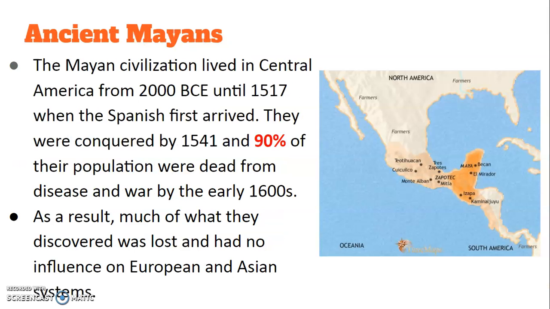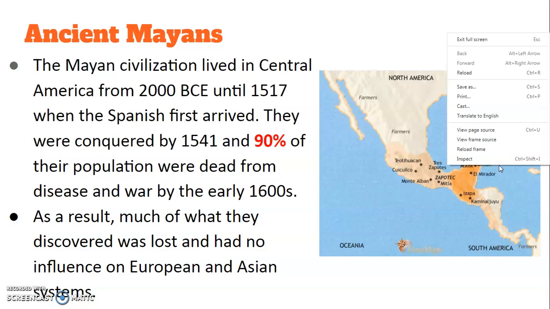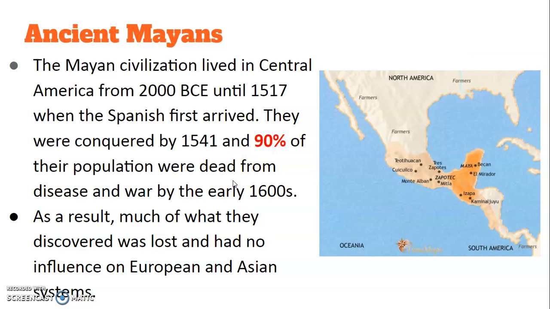That's crazy. Okay, the ancient Mayans lived in Central America from 2000 BCE until 1517 CE. So they lasted 3,517 years until the Spanish conquistadors first arrived. And unfortunately, because the Spanish conquistadors brought smallpox and influenza and all those diseases, and then conquered them and killed a bunch of people, by 1541, 90% of their population was dead from disease and war, and the remaining 10% were conquered by the conquistadors. And they were pretty much wiped out by the 1600s.